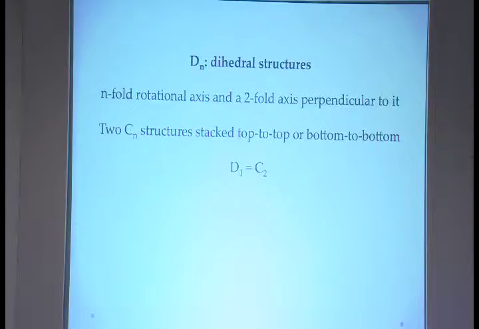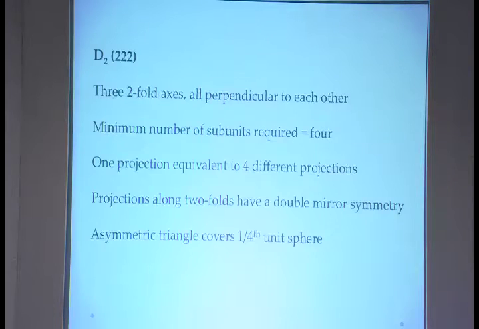The first point group, more or less, in the dihedral molecules is D2, which has 3 2-fold axes, which are all perpendicular to each other. The minimum number of subunits required to make these molecules is 4. Here you have some symmetry-related advantage if you have a D2 molecule, because one projection is equivalent to 4 different projections. Projections along 2-folds have a double mirror symmetry. So the asymmetric triangle covers 1/4 of the unit sphere.